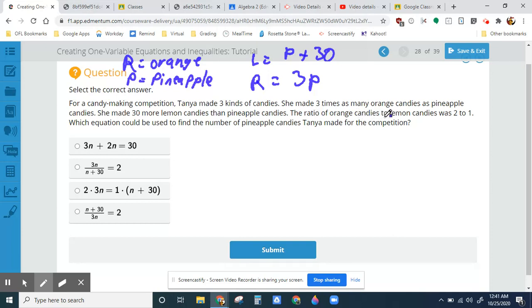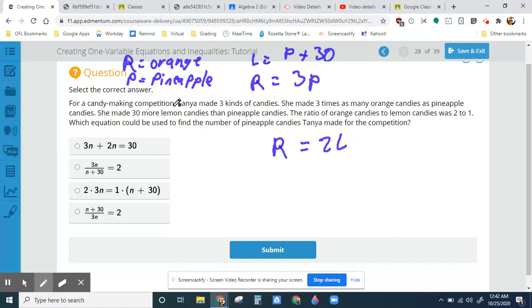The ratio of orange candies to lemon candies is 2 to 1. Okay, so for every 2 orange candies, there's 1 lemon candy. So, in other words, it takes 2 lemons to equal 1 orange. So now we have this really long, complicated system of equations here where they're all kind of true. Which equation could you use to find the number of pineapple candies made in the competition? All right, so we're trying to find the number of pineapple candies here.